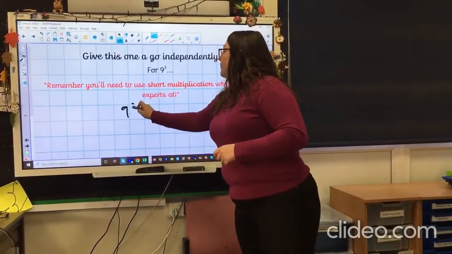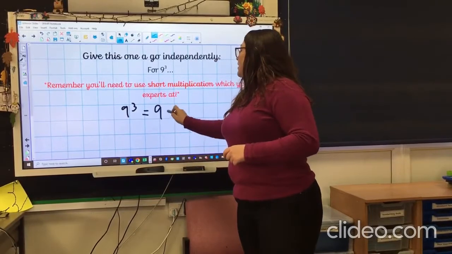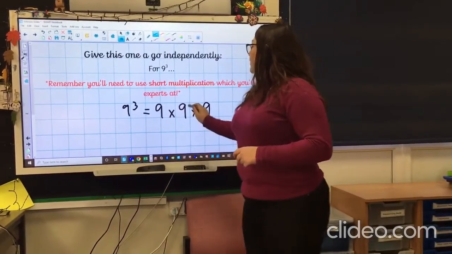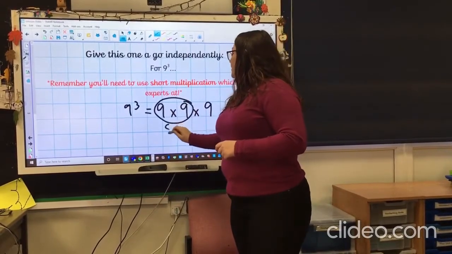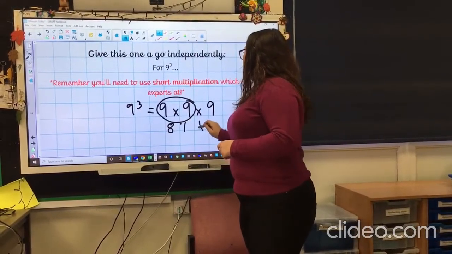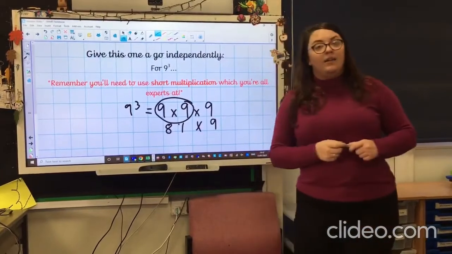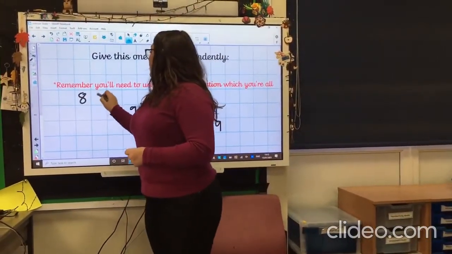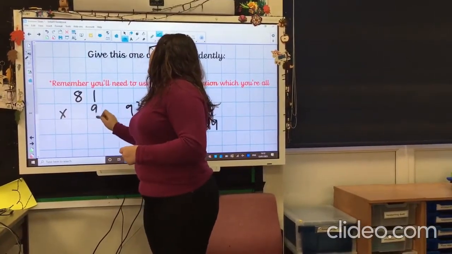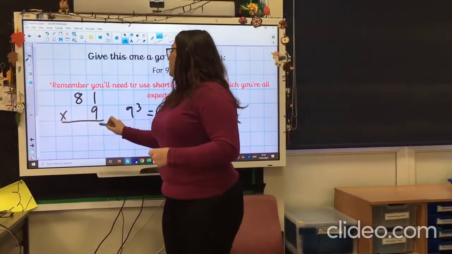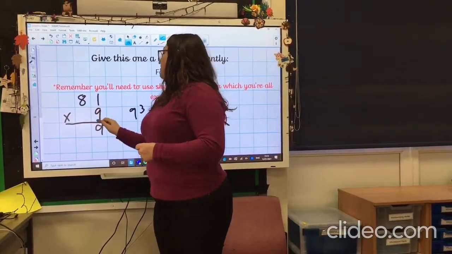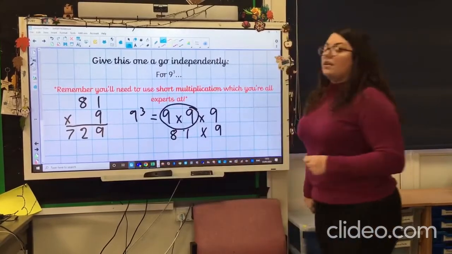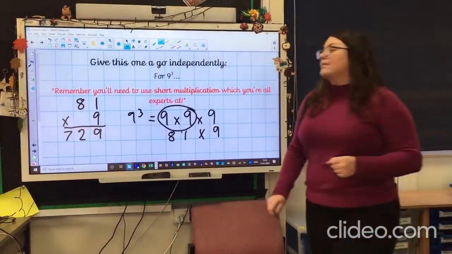9 cubed equals 9 times 9 times 9. 9 times 9 is 81. Times by 9, that's where we do our short multiplication. 81 times 9. 9 times 1 is 9. 8 times 9 is 72. So we know that 9 cubed is 729.